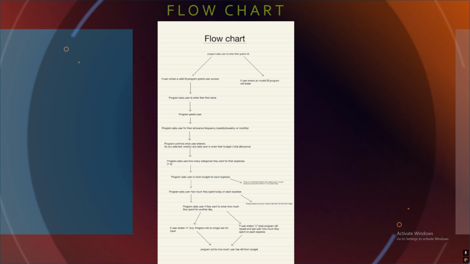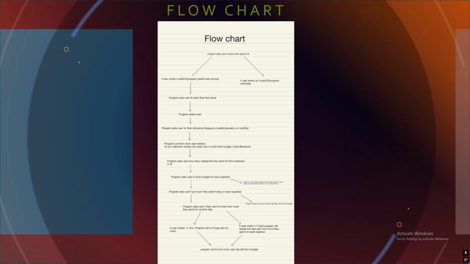For example, if the user selected weekly, the program will print you selected weekly. And it will ask the user for their total allowance, which in this case is a budget. After that, the program will ask how many categories they want for their expenses, and the user has an option to choose up to four different categories. And then after that, the program will ask the user to enter the budget for each of their expenses. And a key point is that if the total sum of expenses is greater than the budget, the program outputs category budget exceed allowance.